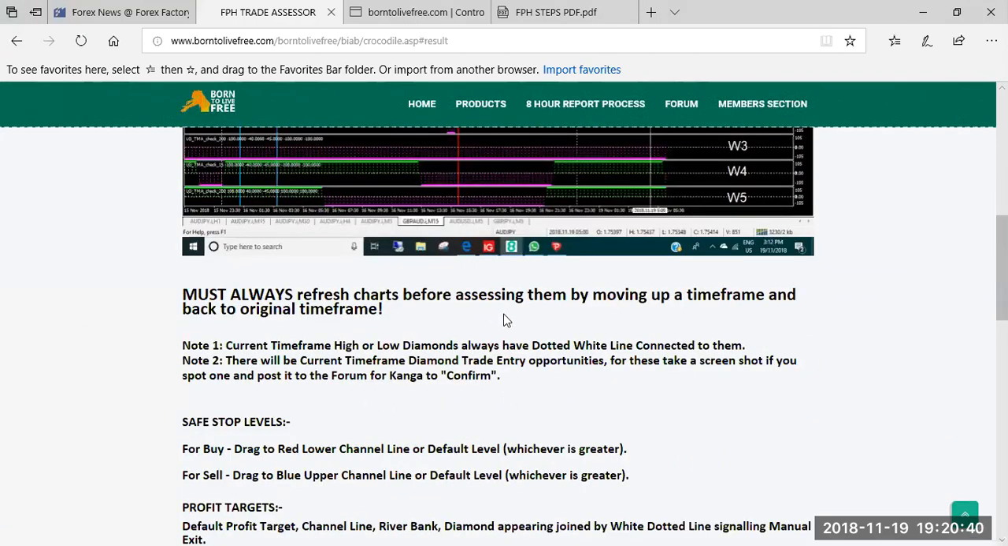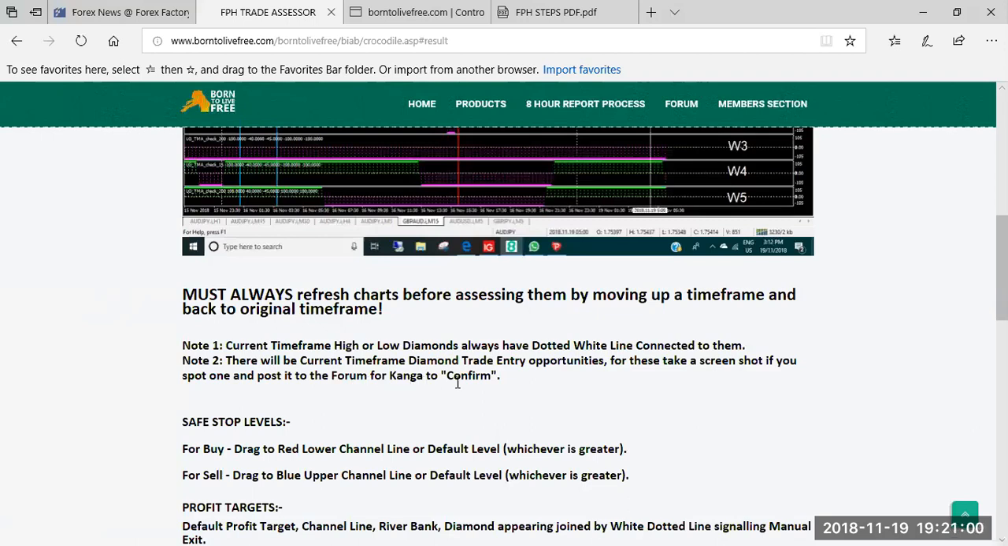Normal stuff, let's always refresh the chart before assessing them. Note 1, current time frame high or low diamonds always have dotted white lines connected to them. Note 2, there will be current time frame diamond trade entry opportunities. For these, take a screenshot if you spot one and post it to the forum so it can get confirmed.